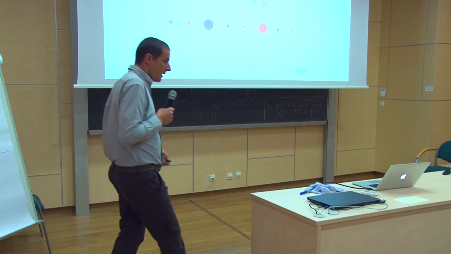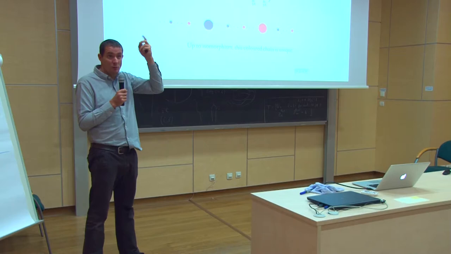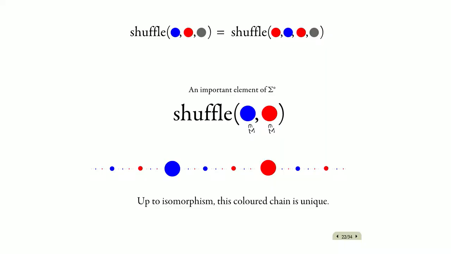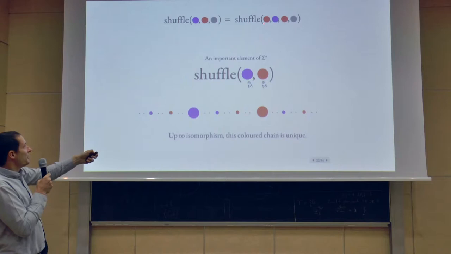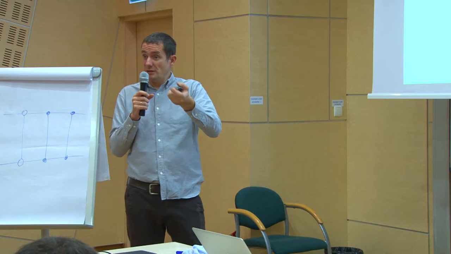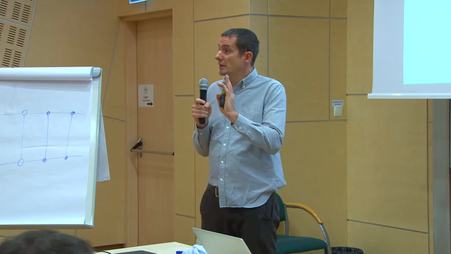In particular, if you had just shuffle of blue only, that would be the rational numbers. And so this is unique up to isomorphism, and since we're treating chains up to isomorphism, it's just one element. You could do this over bigger sets of colors. For example, it's easy to observe that the shuffle of red, blue, red, and gray is the same as the shuffle of red, blue, and gray, because using red twice doesn't affect anything, because red is dense. So essentially it's an operation which inputs a set of colors, repetitions and ordering are not important, and it produces such a chain. That's an operation, shuffle.